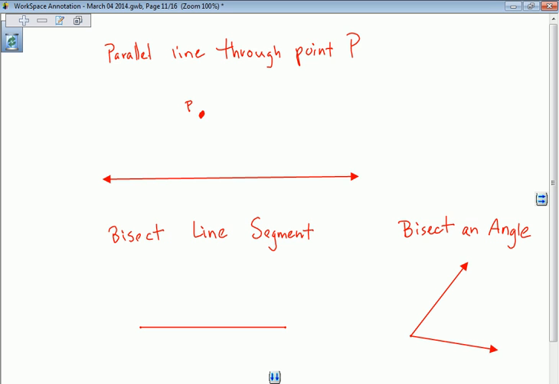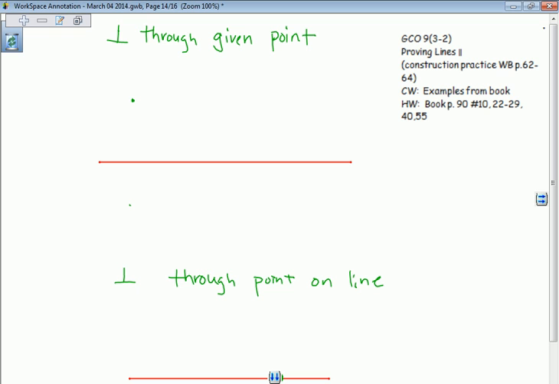Okay, for those of you that are watching the video, after we do this, we're going to do a perpendicular through a given point, and then we're going to do a perpendicular line through a point that is actually on the line. So a point off the line and a point on the line, and we're good. Your homework is this right here. So for those of you that were in class today, this homework assignment is what I expect to be done tomorrow.